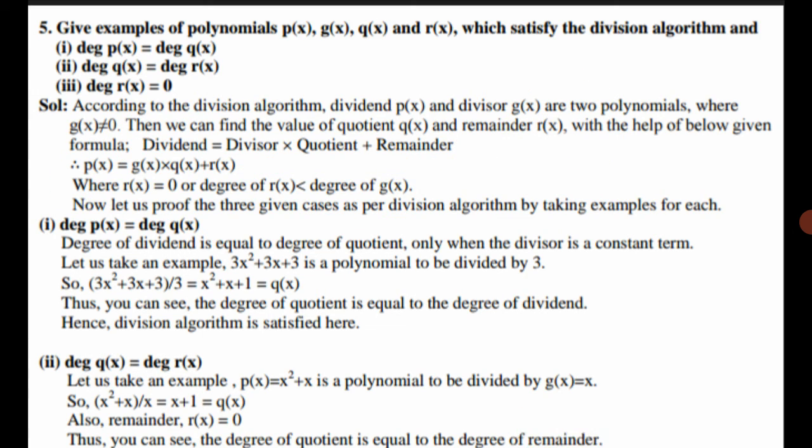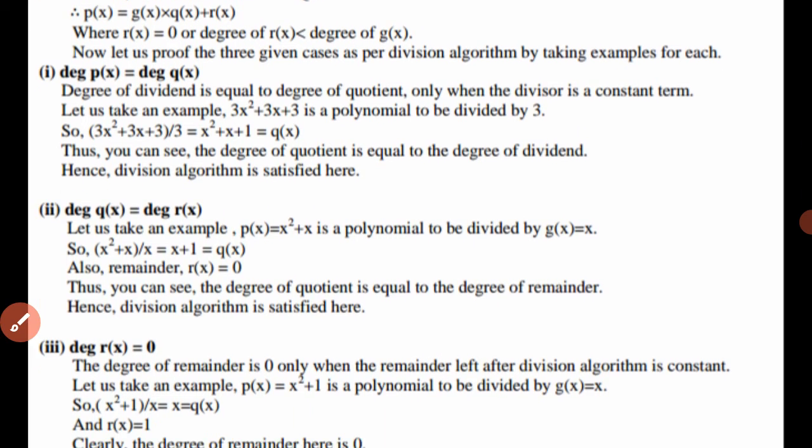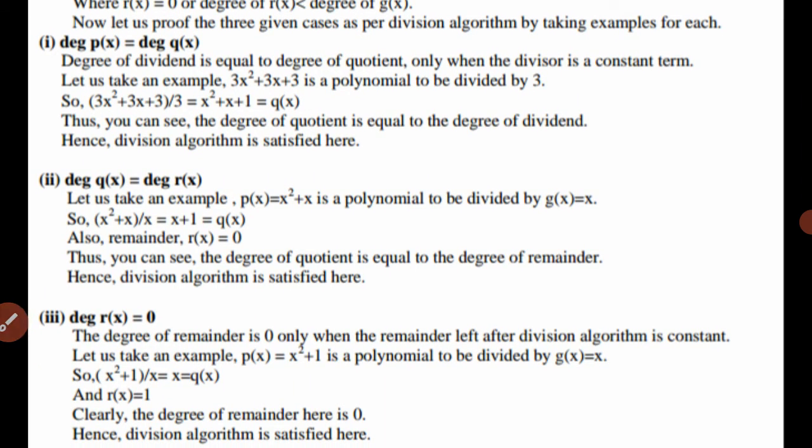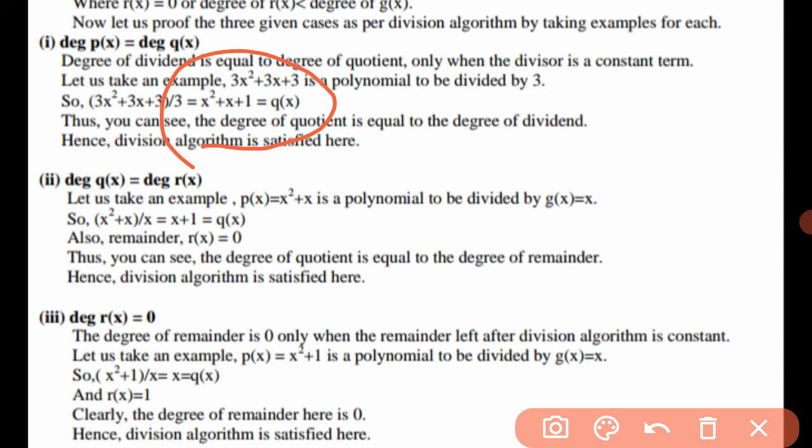Similarly in this first case, the degree of px will be equal to the degree of qx. So in that case we can take one more example, that qx will be equal to x square plus x plus 1. It means the degree of this qx should be equal to the degree of this gx. So by solving this we can say that by dividing by 3 we can find its value.